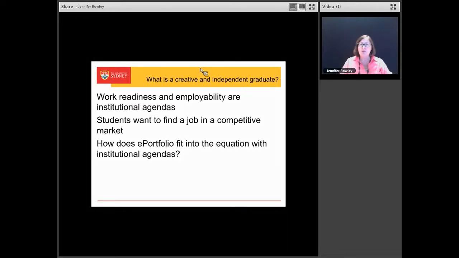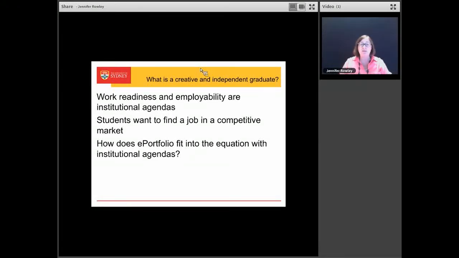I think if you talk to the students sensibly about the skills that they develop as they create their ePortfolio product, so in the ePortfolio process, I do get responses from them that they positively see it as gaining skills that they can use in a variety of different areas. And I think that they would all agree that they want to find a job in a very competitive market. So how then does the portfolio actually fit into the equation with institutional agendas and a range of other agendas? I think that's really up to your institution.